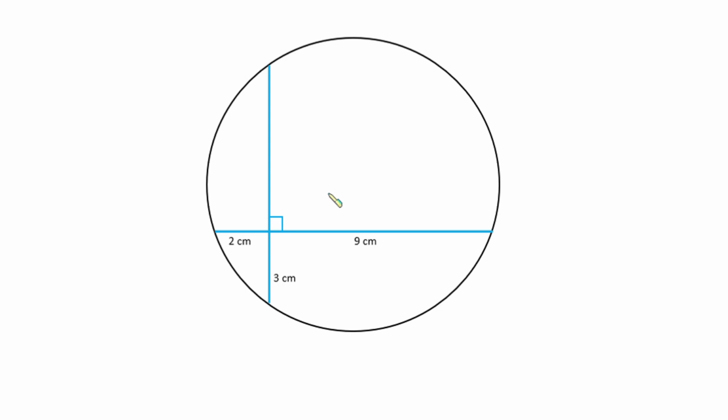Hello everyone, in this video we have this interesting problem. We are given this circle with two chords intersecting at this point, and we have to find the radius of the circle.